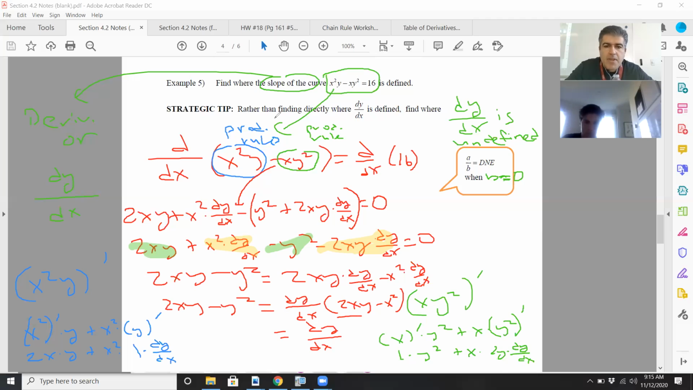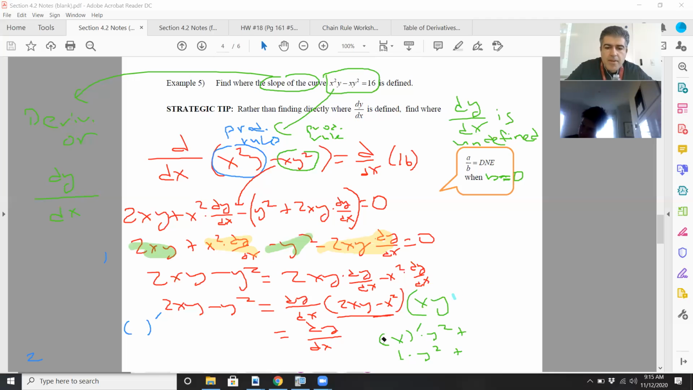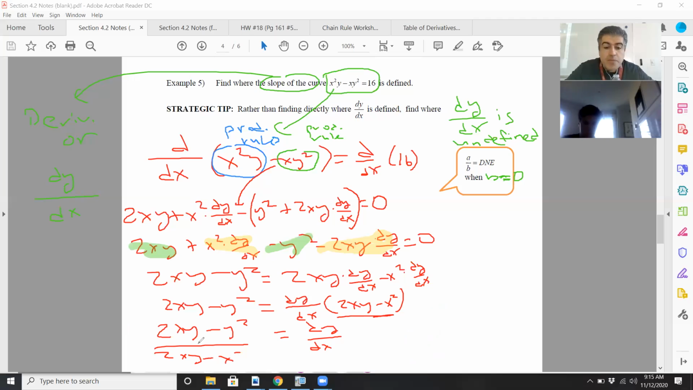this over here. And let me erase the other stuff because now it's getting a little distracting. Let me erase all that in blue. Let me erase this stuff here in green. Let's focus on the red. So yeah, if I divide out 2xy minus x squared, I get 2xy minus y squared over 2xy minus x squared. Okay. So that's going to be my derivative.